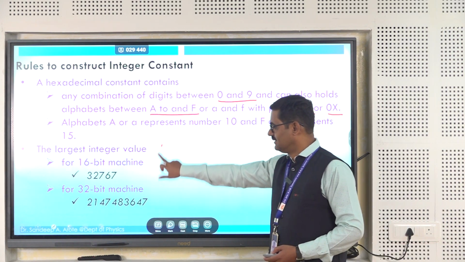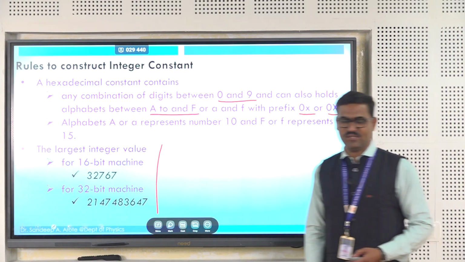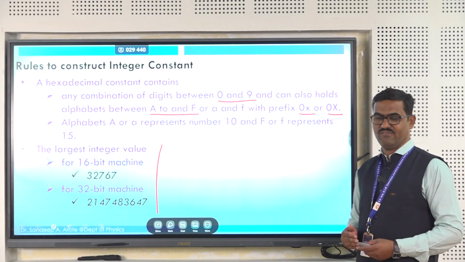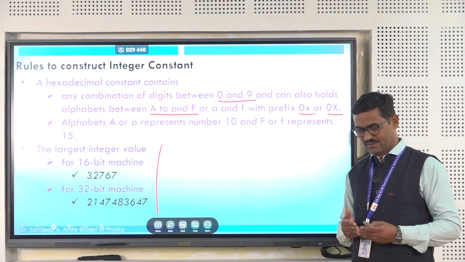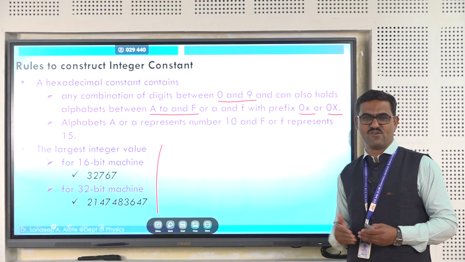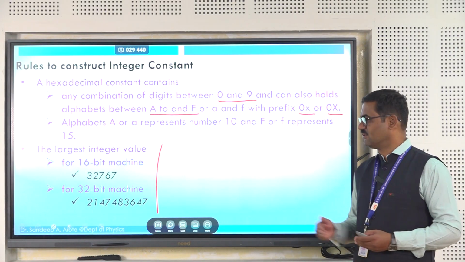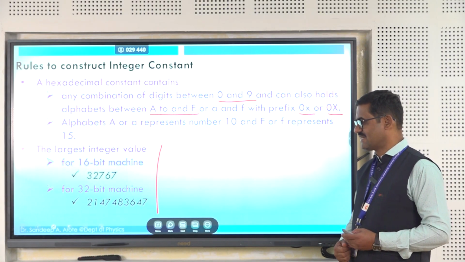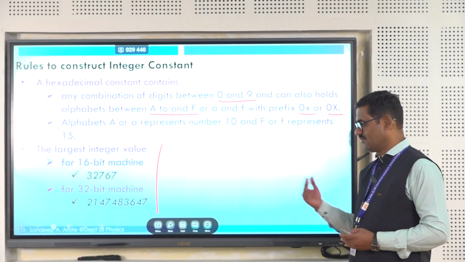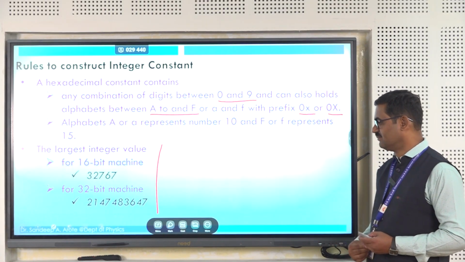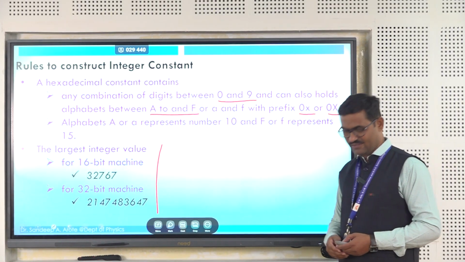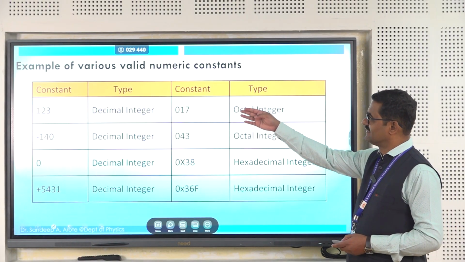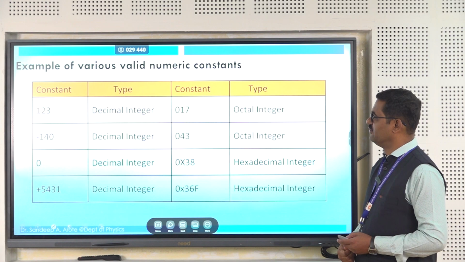As I already mentioned, based on the capacity of your processor, the number of digits in a numeric constant may change. For a 16-bit machine you can go up to plus or minus 32767. In a 32-bit machine you can go up to a much larger value. Now let us see some examples of valid numeric constants.